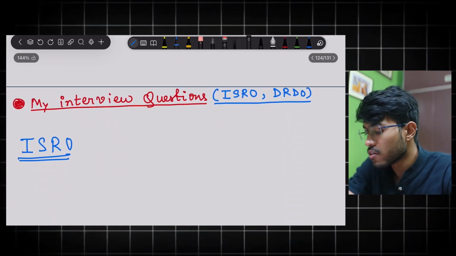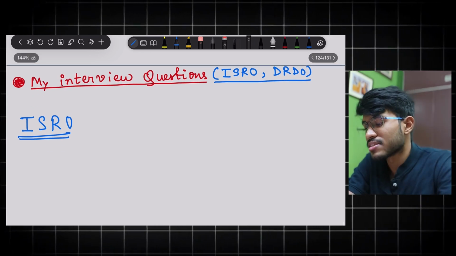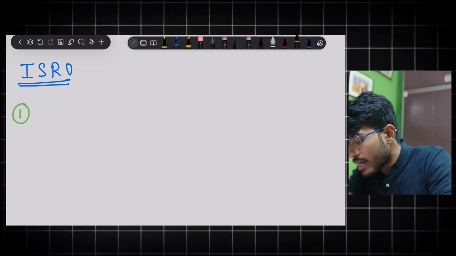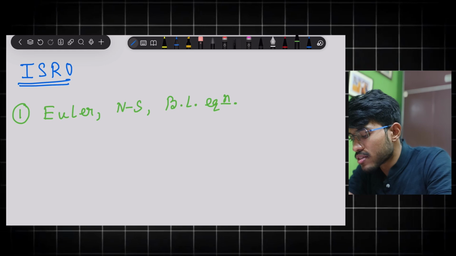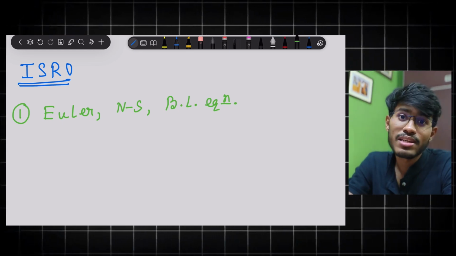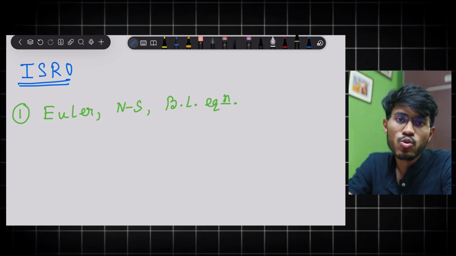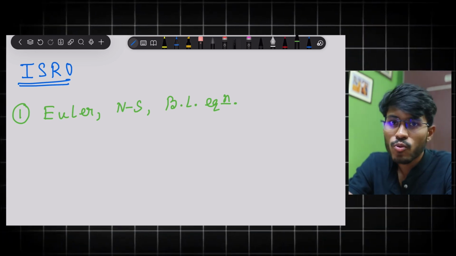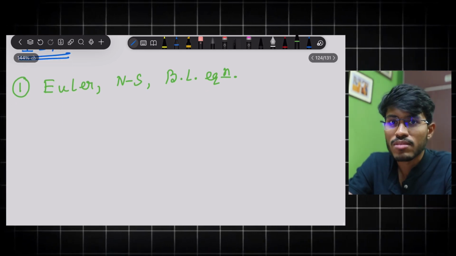So now, my interview questions in ISRO. Firstly, they asked me that we have so many equations, Euler, Navier-Stokes, and the boundary layer equations. The chairman in the interview panel asked me how you can apply these equations with respect to an aerofoil, and when these equations will be applied.